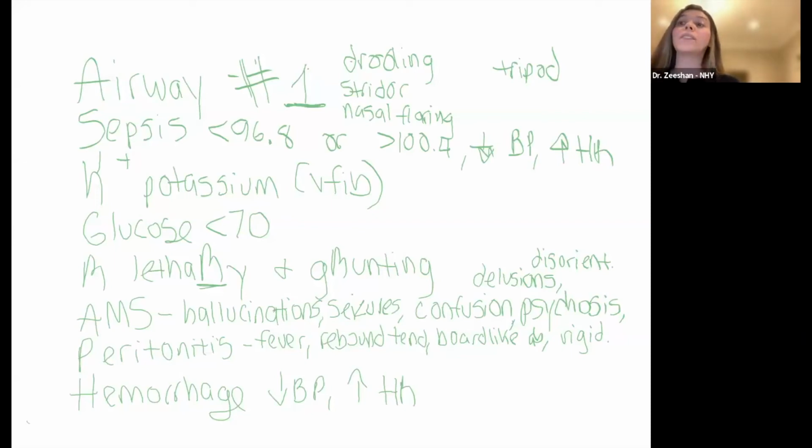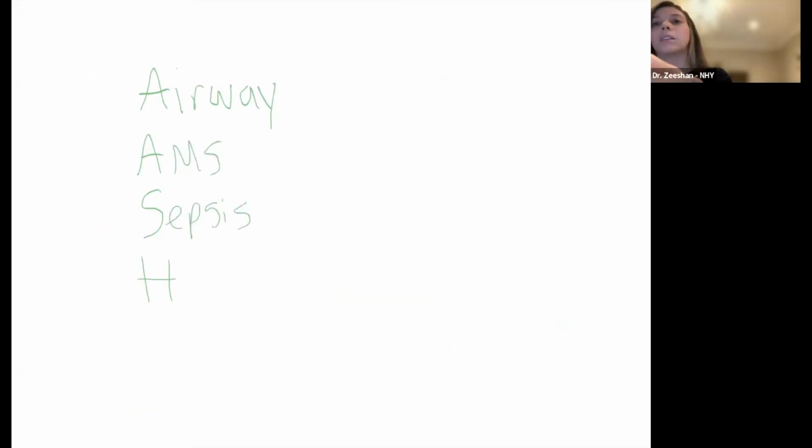Now, what if someone is post-op or post-procedure? Now we have what we call ASH of Asgraf. This is post-op or post-procedure because we don't want our patient to turn to ashes. So we narrowed it down even more. We have airway, altered mental status, sepsis, and hemorrhage. So that is ASH of Asgraf, and that's for post-op or post-procedure.